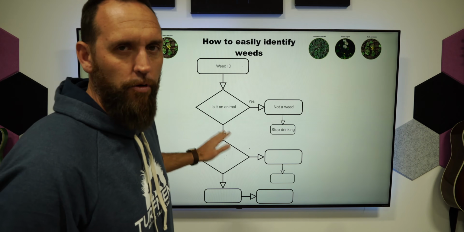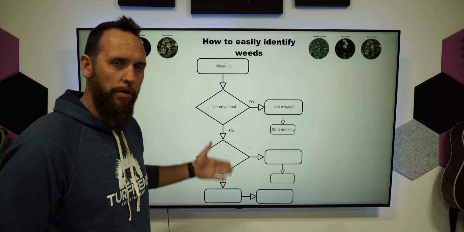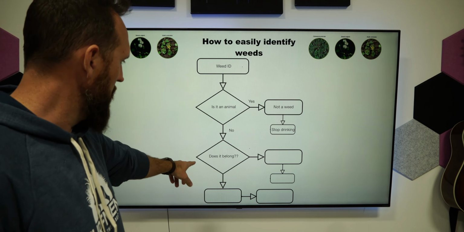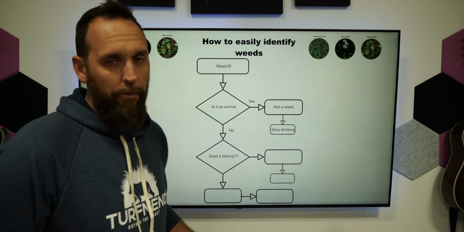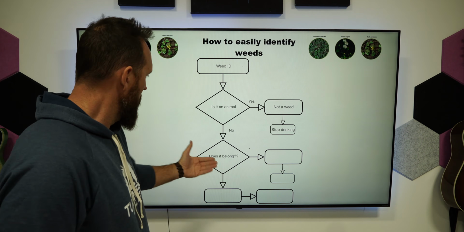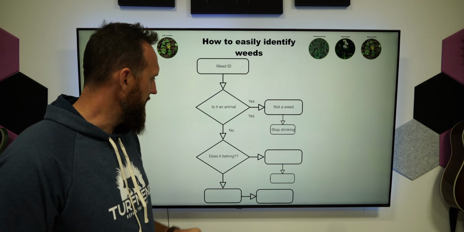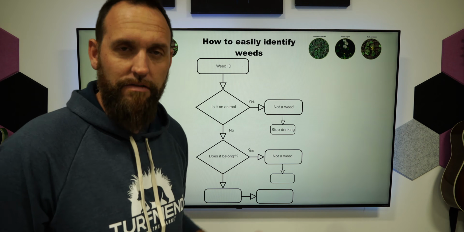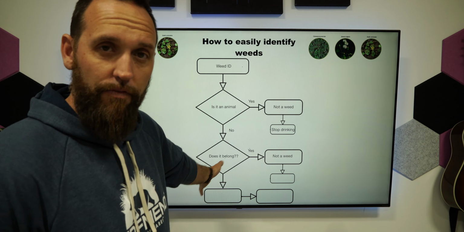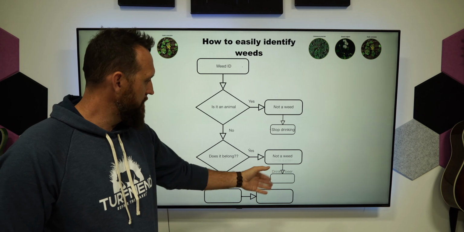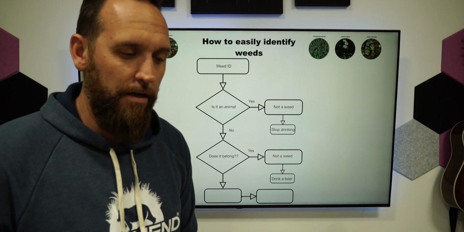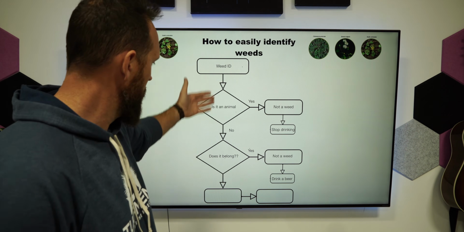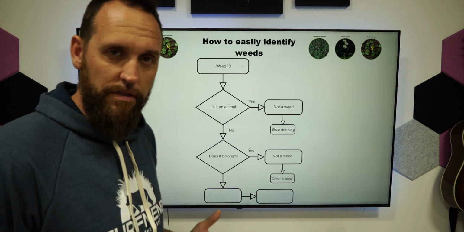Okay, is it an animal? The answer is no, right? So no is the answer. We'll move down. So this is a very serious question here, is does it belong? Because by definition, a weed is just a plant that doesn't belong. So does it belong? Yes. Well, if it does, then it's not a weed. Congratulations, you've now identified that if it belongs, it's not a weed. So now it's time to go drink a beer and celebrate your success because you have identified that it does belong, therefore it's not a weed.